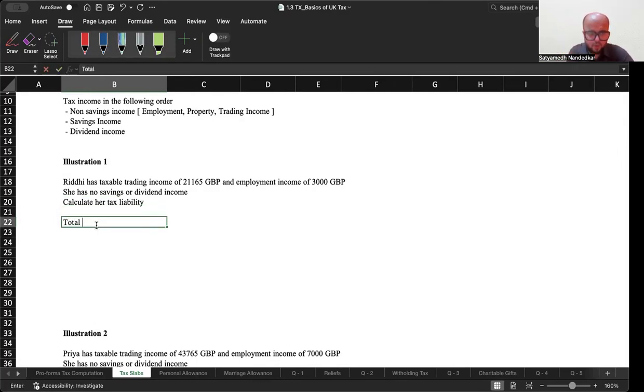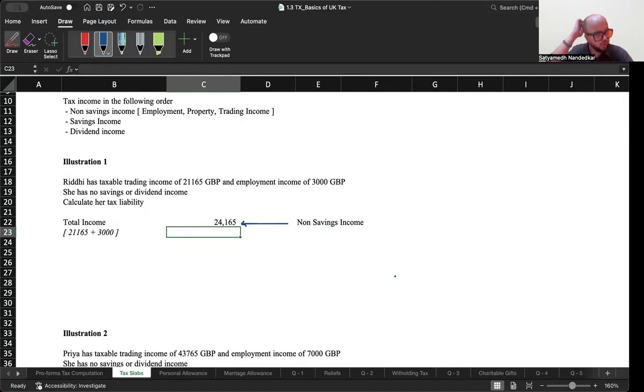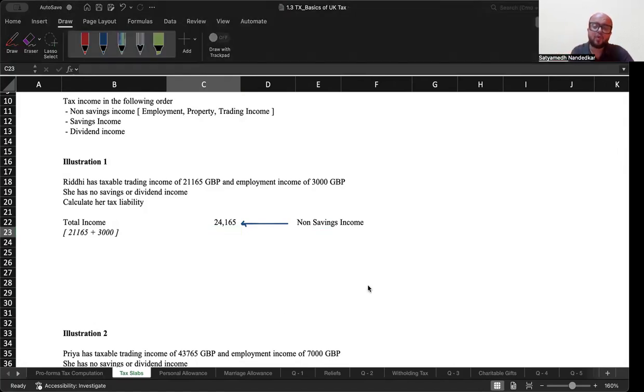So what is total income? Total income will be 21,165 worth of trading income plus 3,000 worth of employment income. How much does that come to? 21,165 plus 3,000. Let me tell you, this is non-savings income. I'm telling you again, there are a lot of other provisions that you are going to study later, but right now my only focus is to tell you how to apply the slab rates.